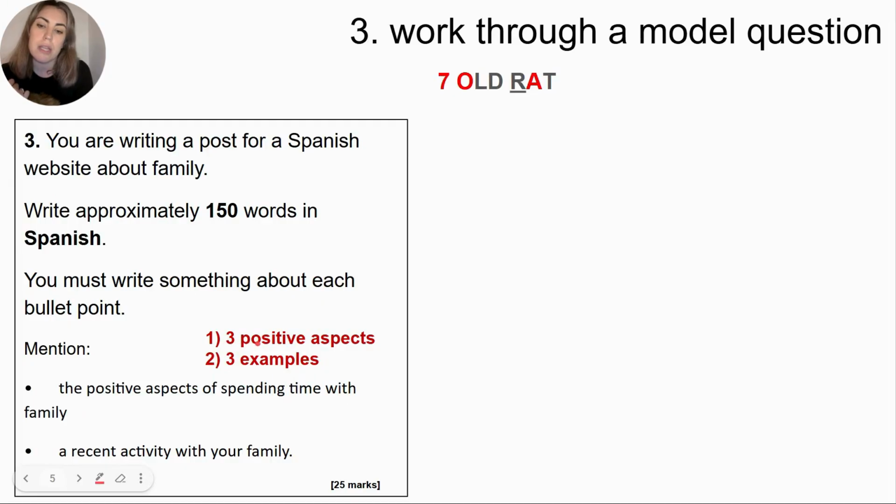I am going to write 3 positive aspects. So I will write about that and then provide 3 examples. So that could naturally be like one little paragraph here. And then the second bit, recent activity with my family. I will go for a recent activity main idea and then just wrap it up with an idea for next weekend, maybe like one line or two. Okay, because I have to stick to recent activity.